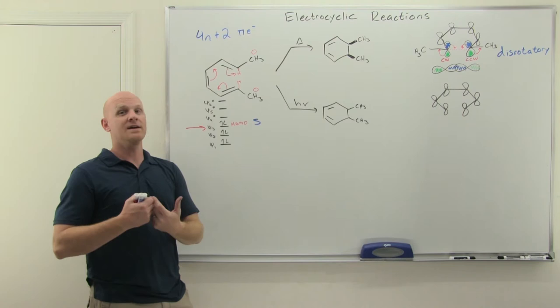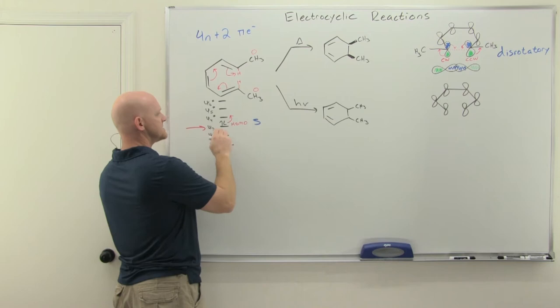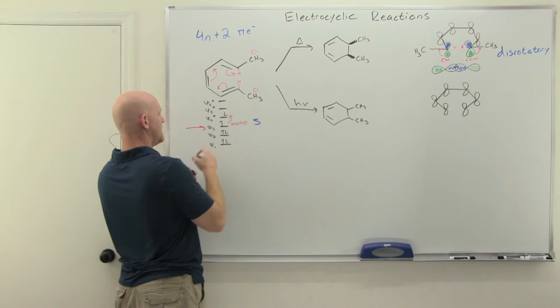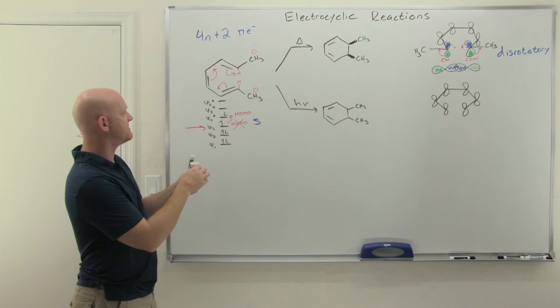Now, if we look at what happens with photochemical conditions, well, again, with photochemical conditions, we are going to promote an electron here from psi 3 to psi 4. And if all of a sudden we promote an electron up there, well, then we can't call psi 3 the highest occupied molecular orbital anymore. It would now be psi 4. So under photochemical conditions, we now have psi 4 as the highest occupied molecular orbital, and that is antisymmetric, not symmetric.